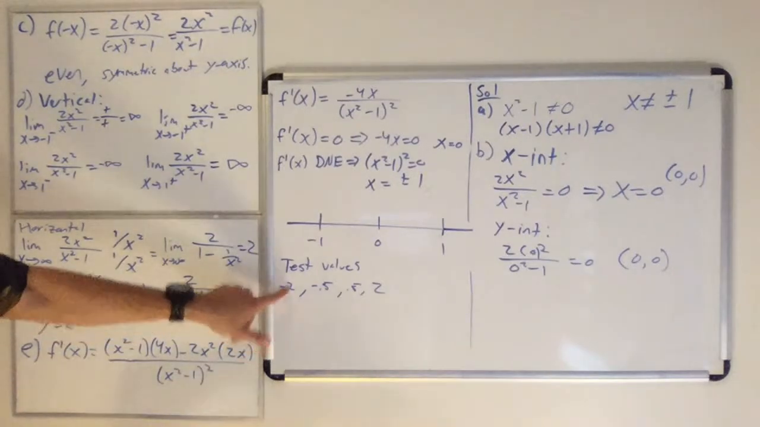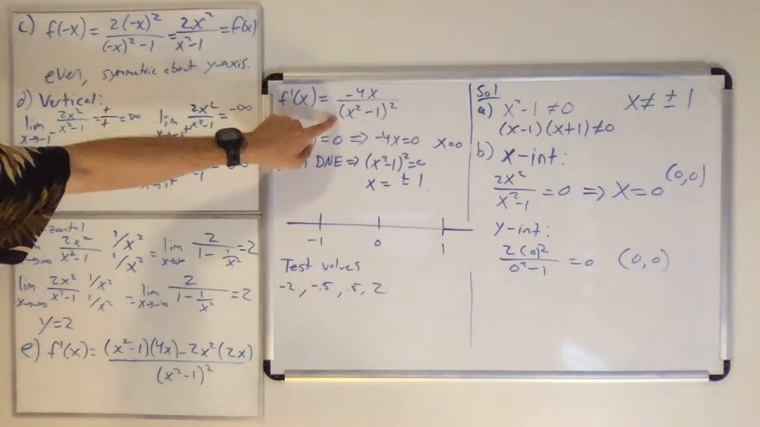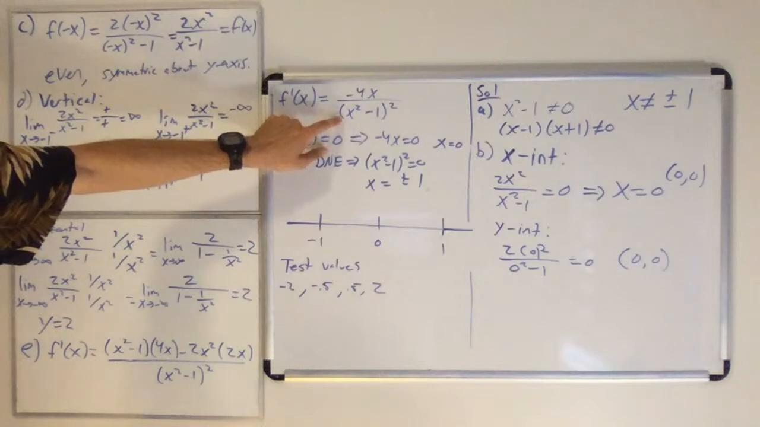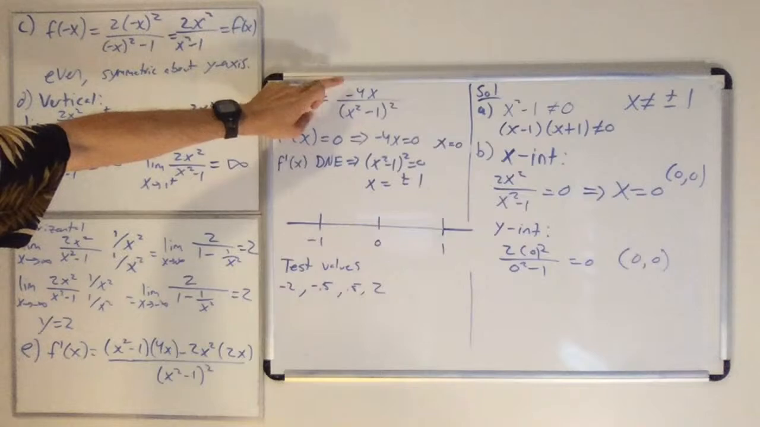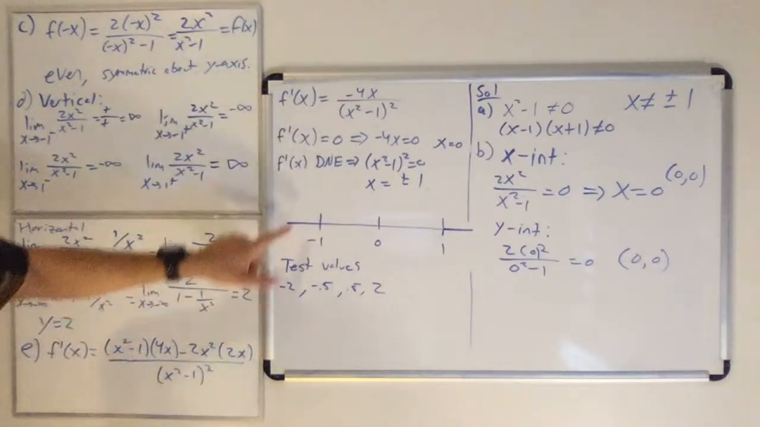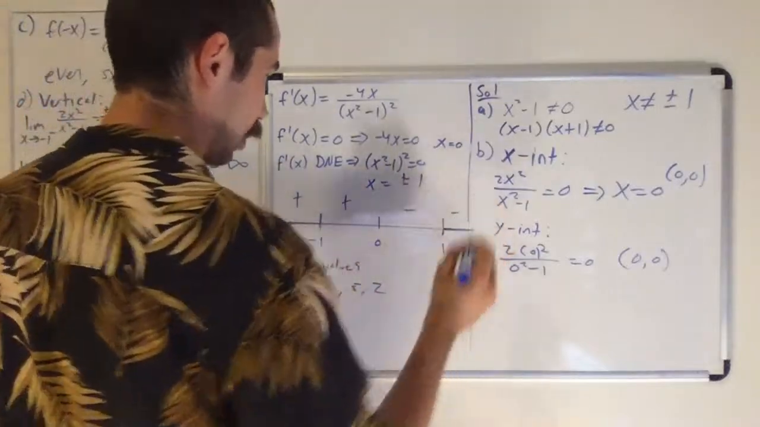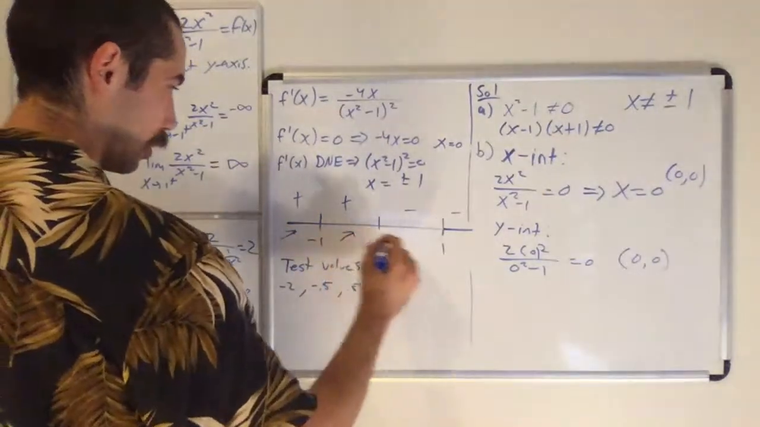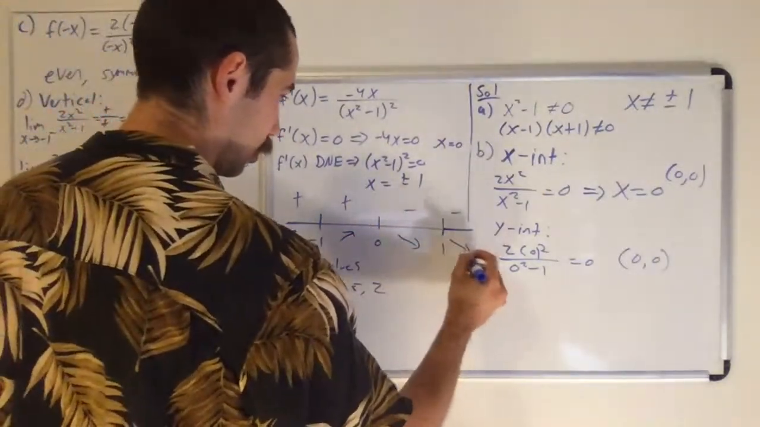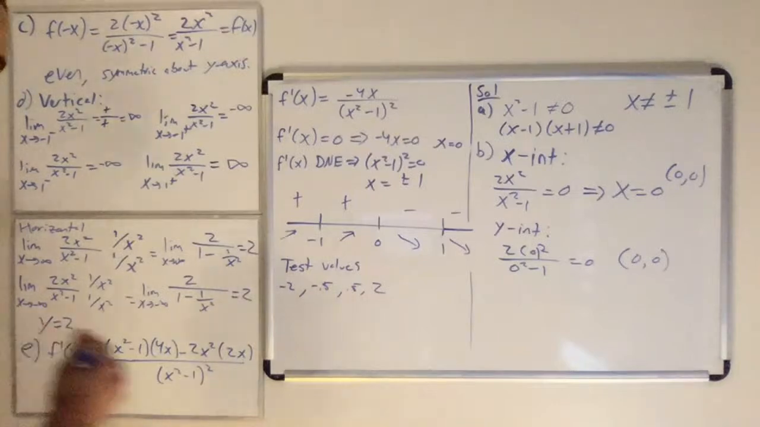Okay, so when we plug these into our derivative, look at the denominator. The denominator is always going to be non-negative, 0 or positive. So we just have to look at what happens when we plug it into the numerator. So we get a positive, a negative, and a negative. So our function is increasing, increasing, decreasing, decreasing. So that's E. What about F?